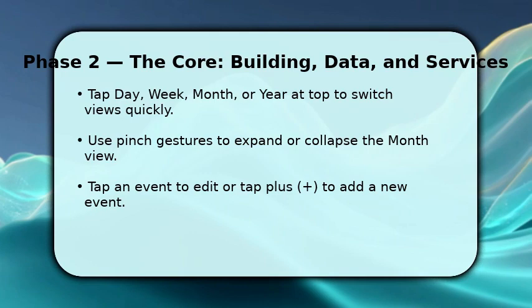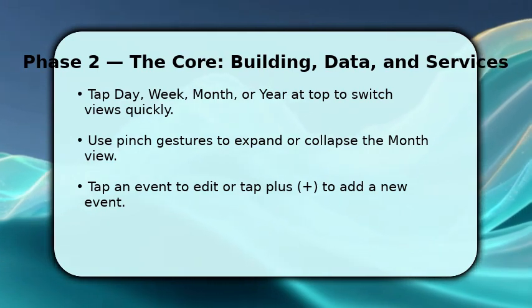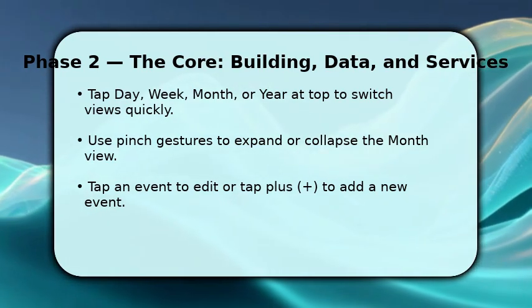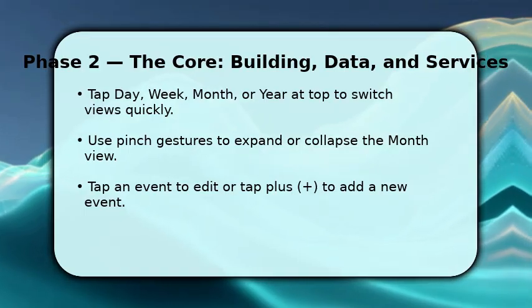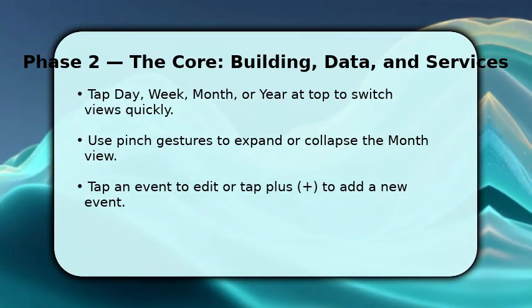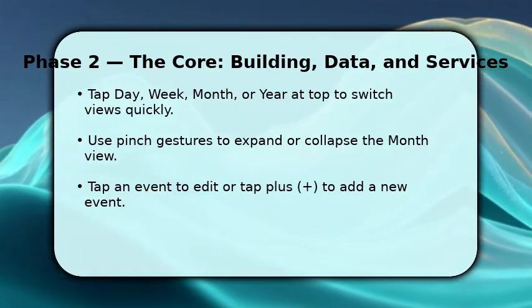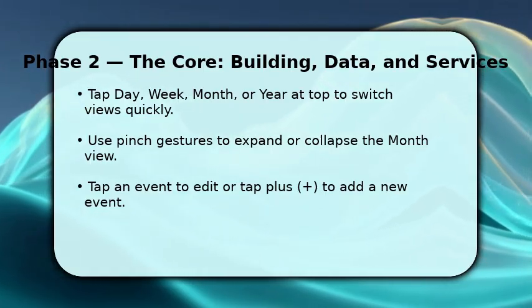Now adjust the visible layout. Tap day, week, month, or year to change perspectives. You choose granularity versus overview. Once you select month, pinch outward to expand day details, and pinch inward to compress for a clean grid.